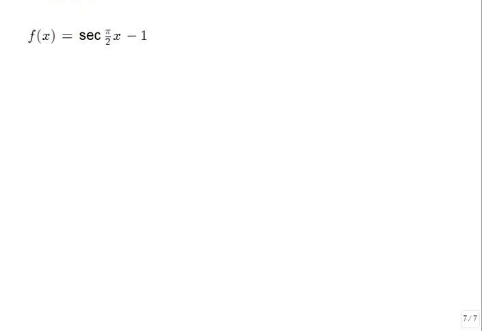Okay, the last one here, secant of pi over 2x minus 1. We see this pi over 2 here, so we know there's going to be a horizontal compression going on. I'm going to think in terms of reciprocals again, and you don't have to do it this way. If you want to work directly with your secant graph that you have memorized, you certainly can. But I'm going to think about this as 1 over cosine of pi over 2x, and then do that shift minus 1 at the end. So we'll forget about the minus 1 temporarily.